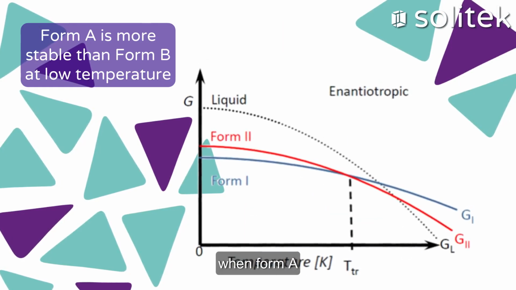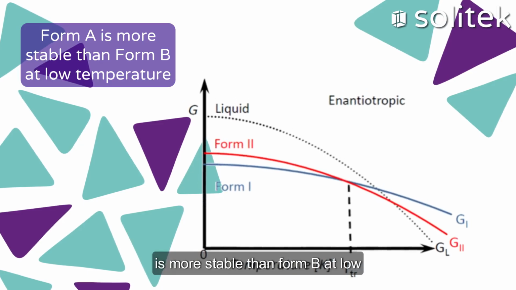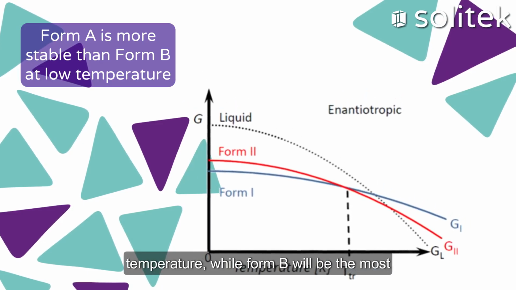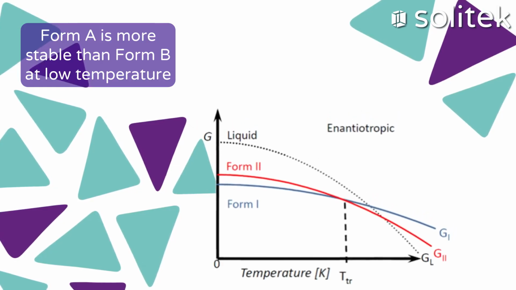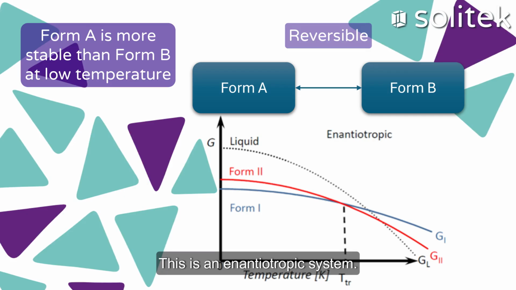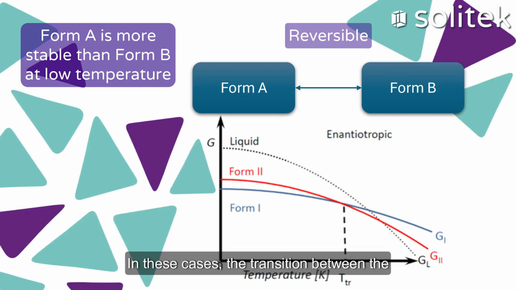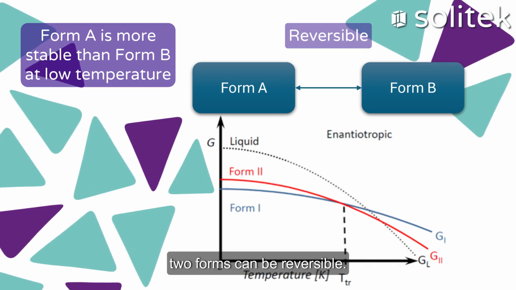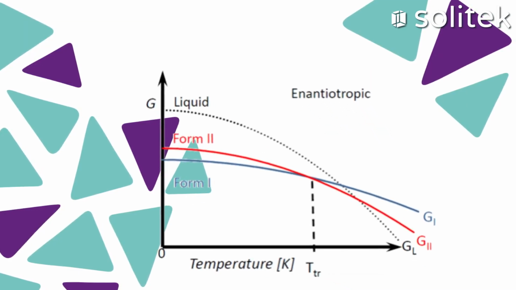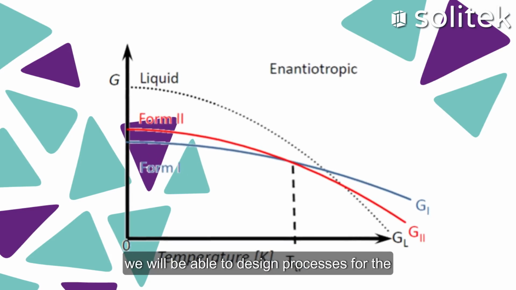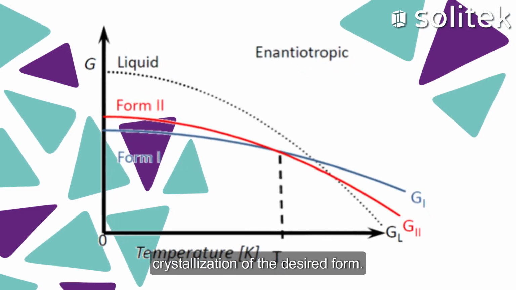And 2. When form A is more stable than form B at low temperature, while form B will be the most stable form at a higher temperature. This is an enantiotropic system. In these cases, the transition between the two forms can be reversible. The key here is to establish the transition temperature. Once we know this, we will be able to design processes for the crystallization of the desired form.